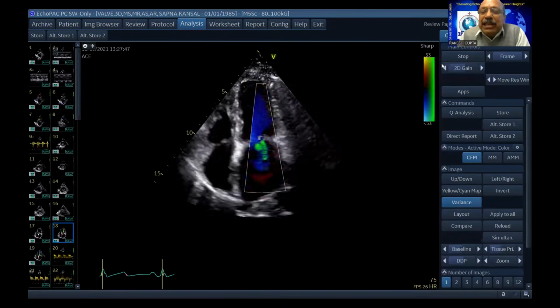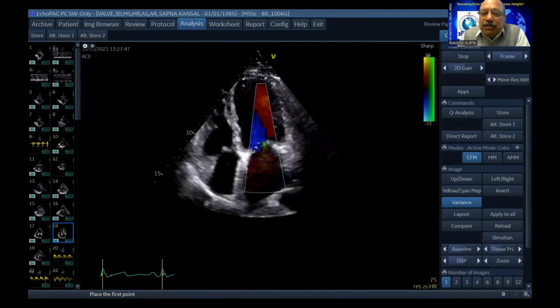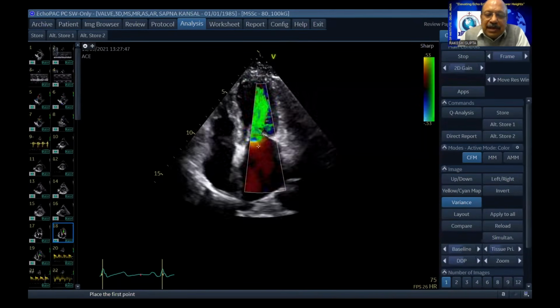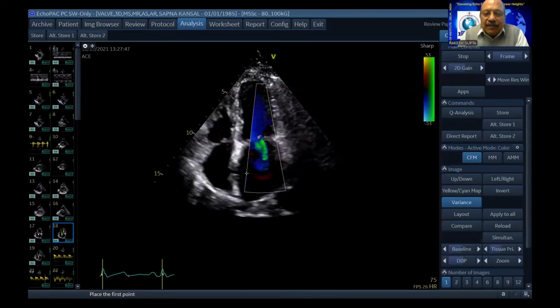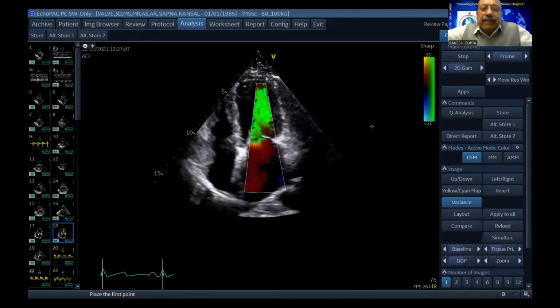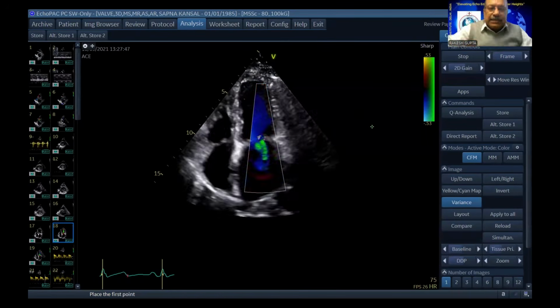If I reduce this Nyquist limit from 53 to, suppose, 40, this color would be overestimated. This MR jet will become more. If I make it 80, the MR jet will be less.